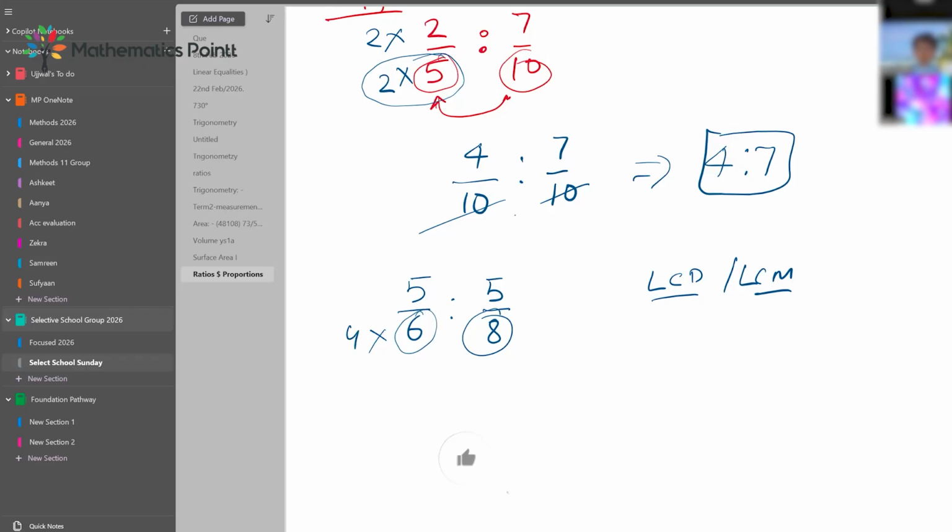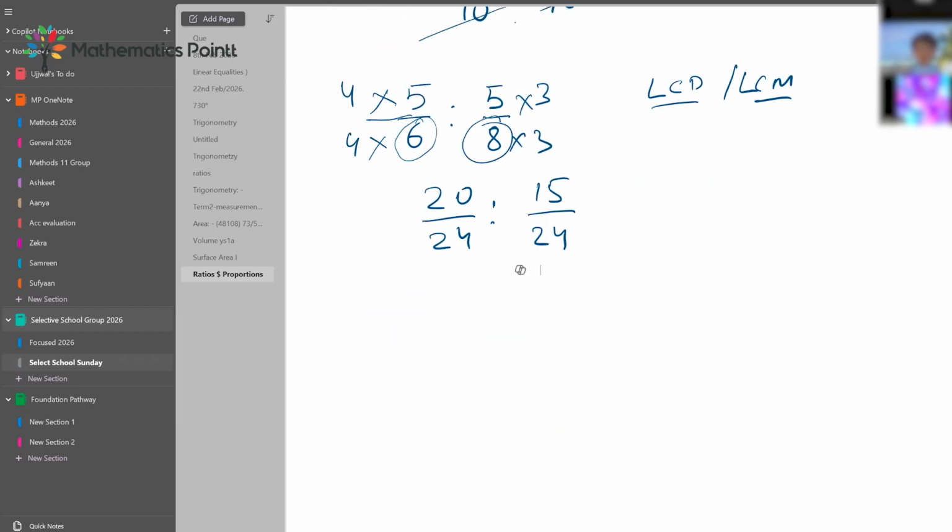So you times 4 makes it 24. Times 3 makes it 24. But hang on, you've multiplied it here by 4. You do the same thing at the top. And you multiply here at the bottom by 3. You do it at the top. So now it becomes 20 over 24 ratio 15 over 24. And then your 24 cancels, because you can straight away knock off 24 as denominators.